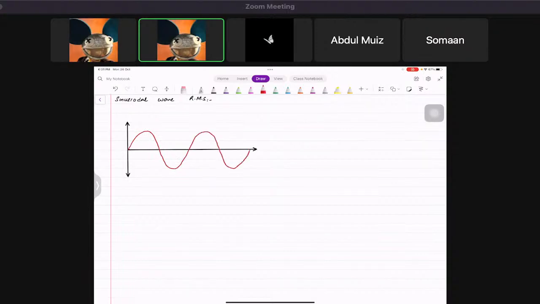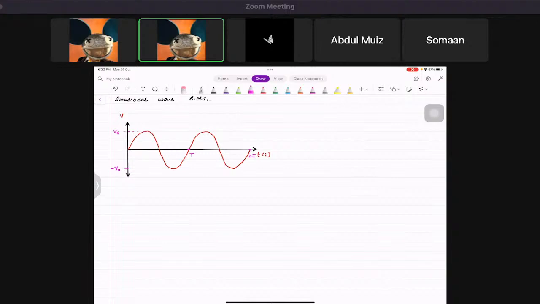Now that was voltage versus time. If you look at it, this is the maximum voltage that we have, V naught, and that's the minimum voltage, which is negative V naught. And that's basically one time period T, and that's the second time period 2T, right?